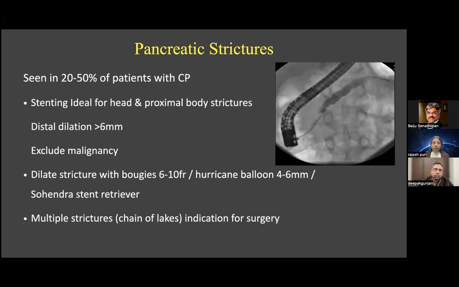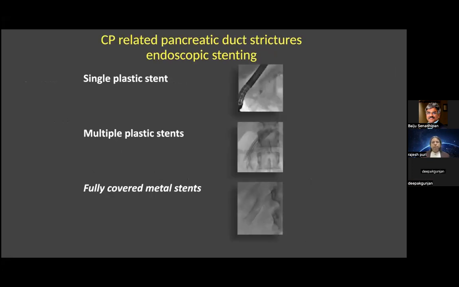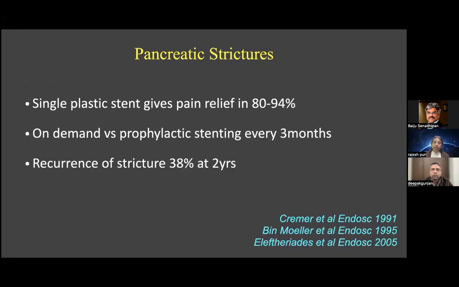So I think by this slide also, we are very clear. For stone disease in the head of the pancreas with distal dilatation, you can try endotherapy. If multiple strictures or multiple stones are there in the entire pancreatic duct, it is better to subject the patient to surgery. So three kinds of endoscopic stenting are possible. You put a single plastic stent, you put multiple plastic stents, or you put a fully covered stent. So what does the literature say?